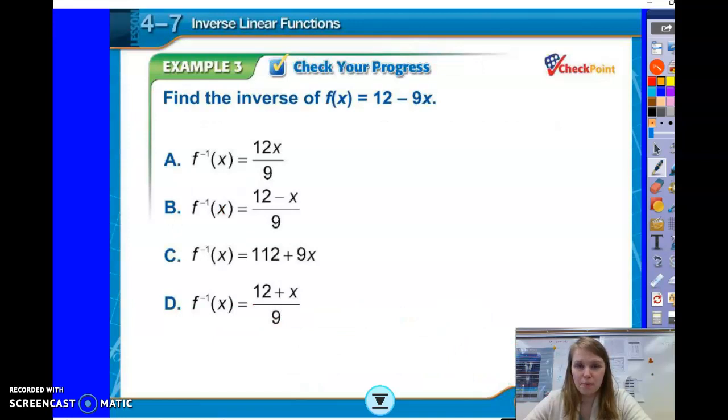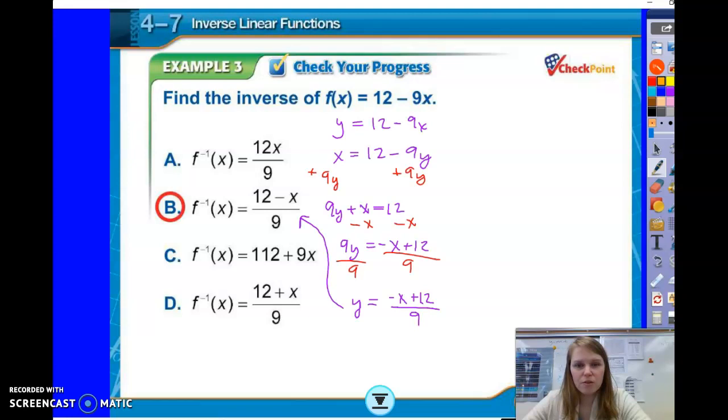You try. Pause right here, see what you can do. When I worked through it, I got B for my answer. So take a look through my work and let me know if you have questions.